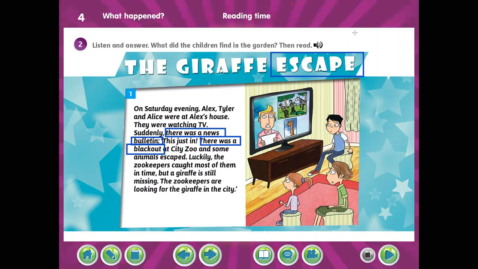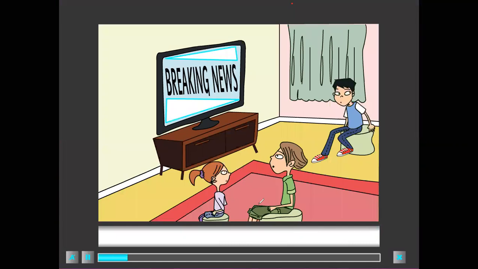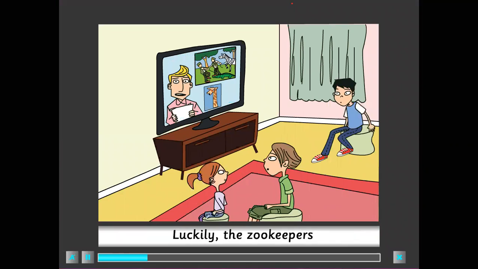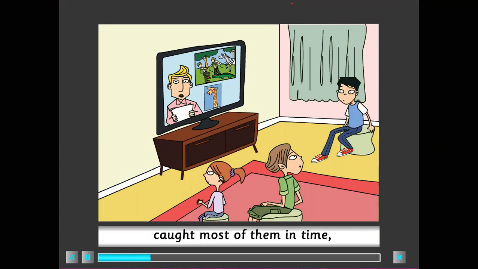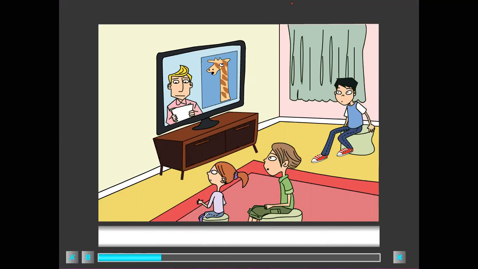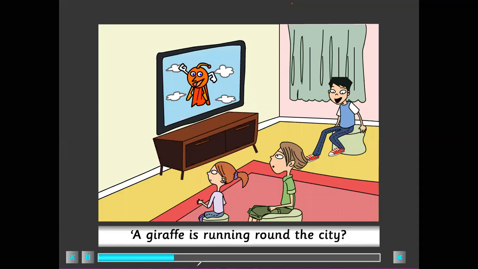Let's watch one more time, okay? On Saturday evening, Alex, Tyler, and Alice were at Alex's house. They were watching TV. Suddenly, there was a news bulletin. This just in. There was a blackout at City Zoo, and some animals escaped. Luckily, the zookeepers caught most of them in time, but a giraffe is still missing. The zookeepers are looking for the giraffe in the city. A giraffe is running around the city?